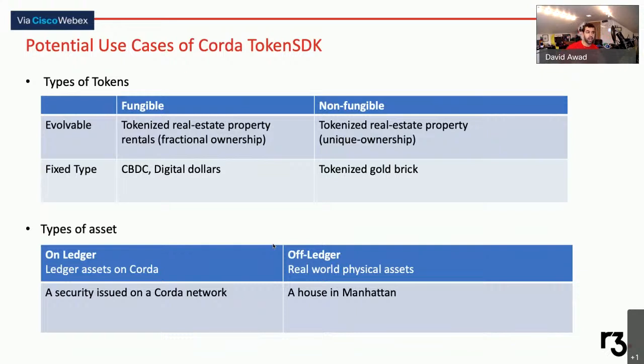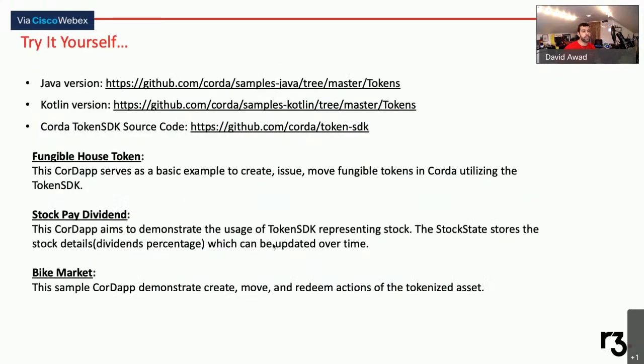Now that we've outlined all of the use cases and gotten the right abstractions into our heads, my recommendation for all of you at this point would just be to try it for yourselves. So here are some links to the Java and the Kotlin versions of our samples repos, where I got the example that we looked at today, and you can get many others. We have some other great examples, such as the fungible house token, which serves as a basic example for creating, issuing, and moving fungible tokens in Corda, utilizing the token SDK. That's the one we looked at today.